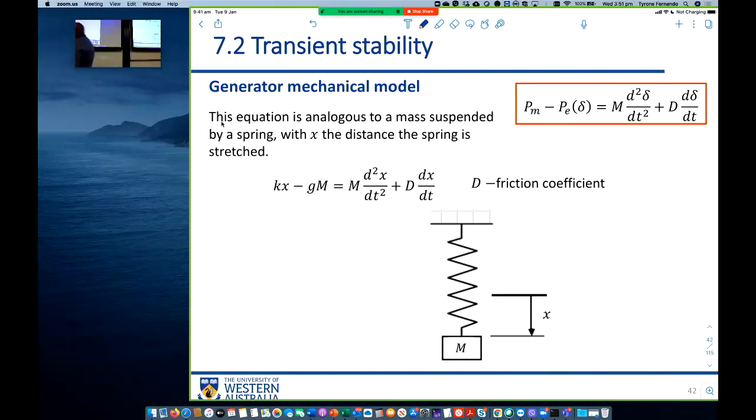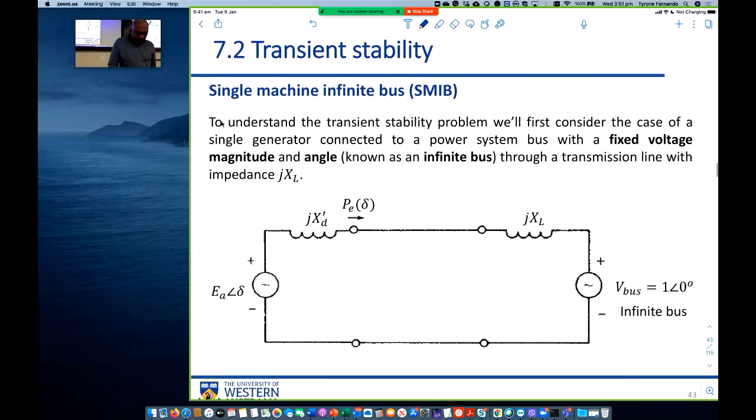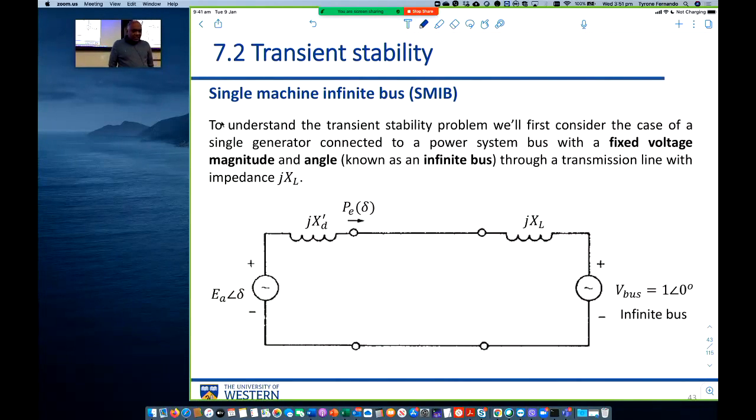So I already said that the swing equation can be linked to the spring mass system. It has the same form as the model for a spring mass system. We now want to look at the transient stability of the single machine infinite bus, SMIB.